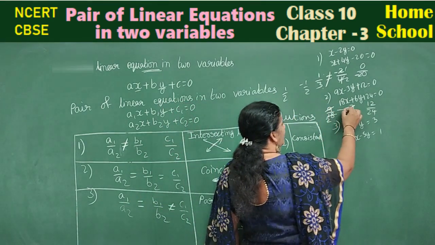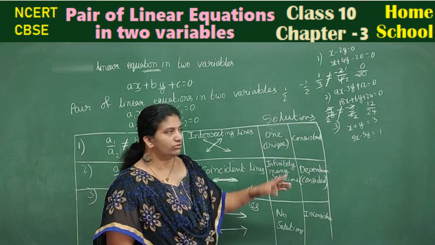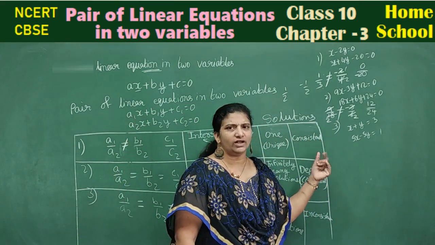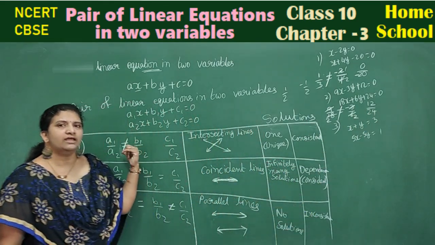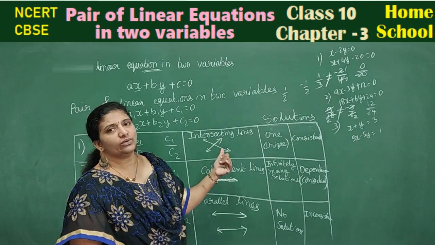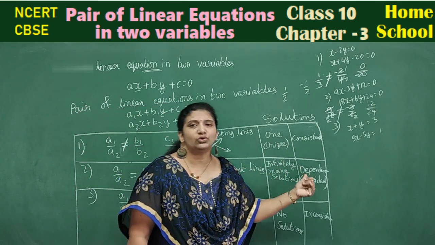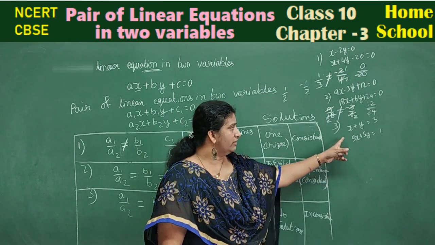Therefore, what do you write here? a1 by a2 is not equal to b1 by b2. If these two are not equal, there is no need of bothering about the third ratio. So, directly you can say, therefore, the pair of linear equations are intersecting and have a unique solution, and the two lines are consistent. See the third problem here.